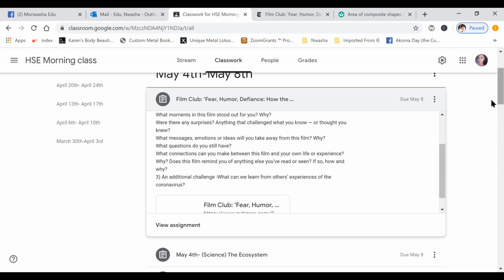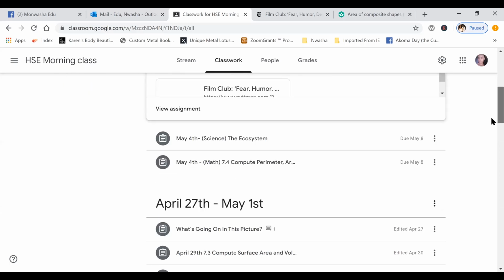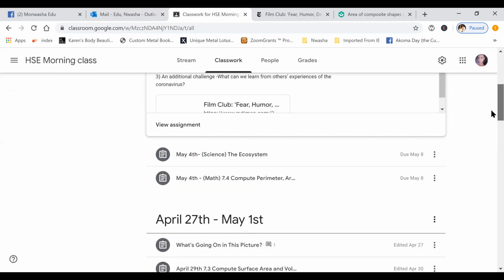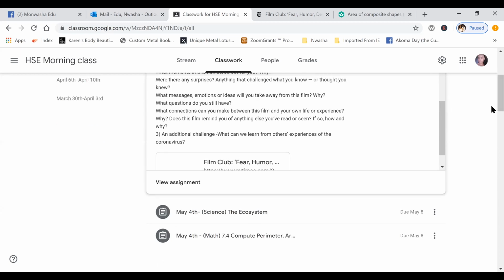And then what we're going to do right now, the math. So those are the two things that are up, and everything has today's date, but it's due on Friday. So you can plot your time how you want to. Of course, this one about the film is due. We're just going to keep talking about it throughout the week if you watched it and bring up some other points. Of course, ecosystems is throughout the week.